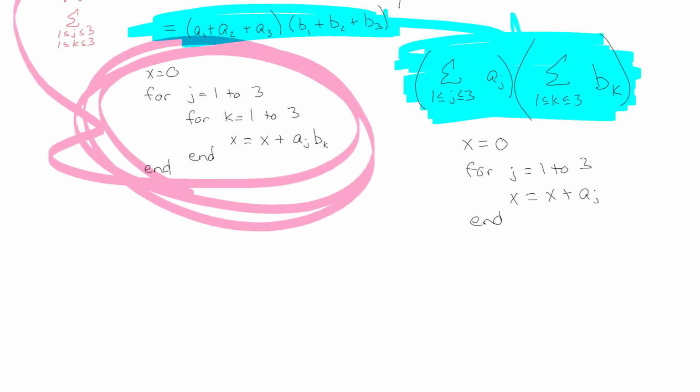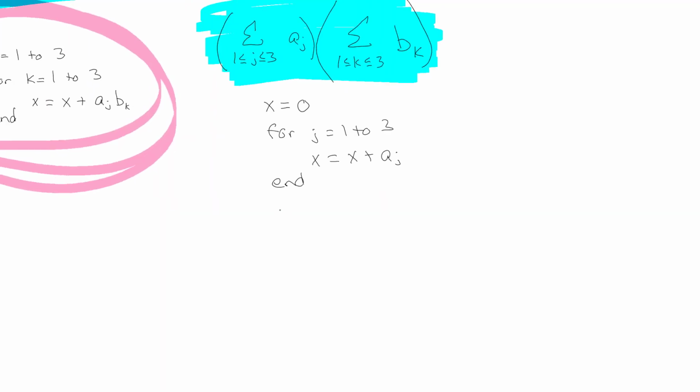And then I could, if I wanted to, create another variable. There could be a couple of reasons I might want to do it that way. So I've got for K going from 1 to 3, I could say Y is equal to Y plus the new B sub K. And then at the end, my answer would be X times Y, like that. And so that's how we would program this up.